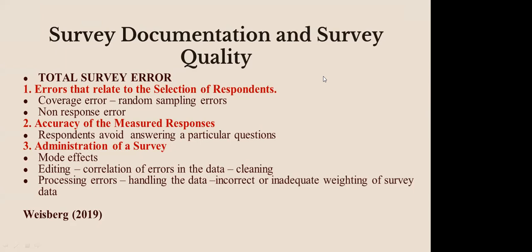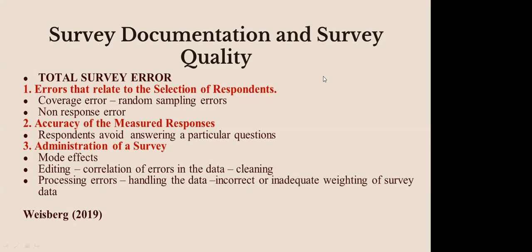It's very important, and as I'm telling you, Wisberg has given us a lot of areas related to total survey error. So what is this total survey error he is talking about? Total survey documentation and quality involves a lot of survey errors, including errors that relate to the selection of the respondents. The first error comes from the selection of the respondent.